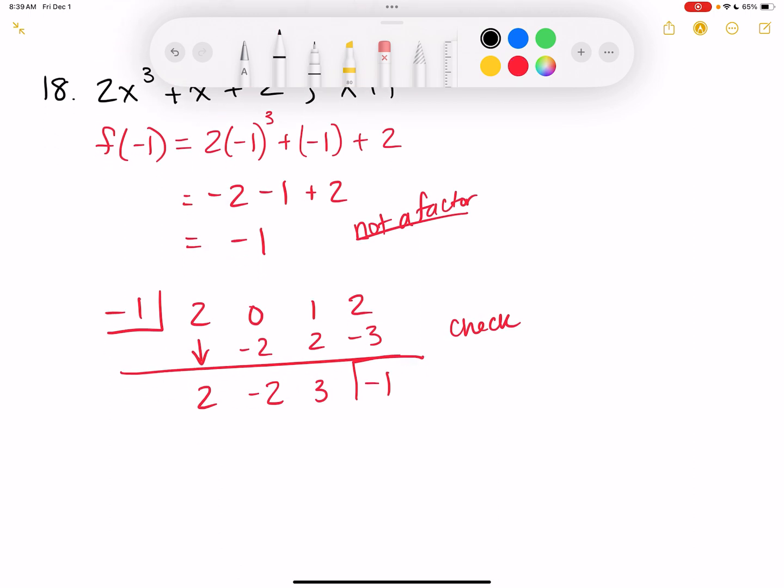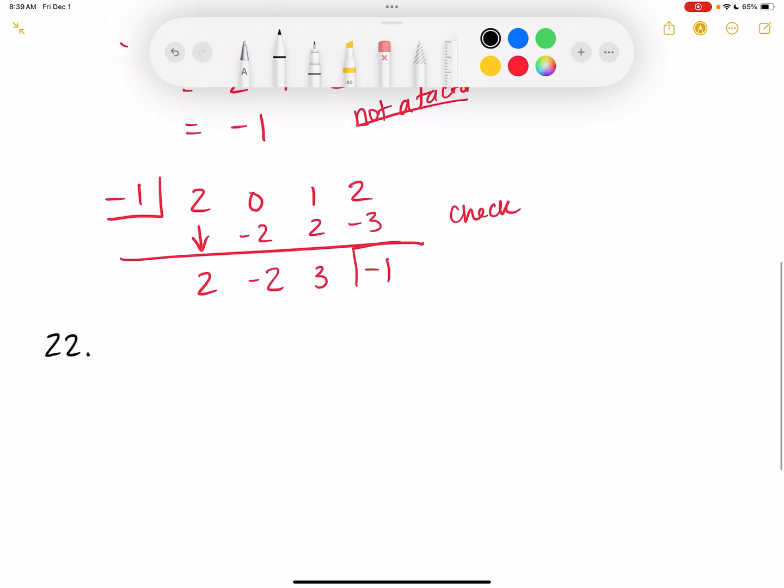So 22, f of x is equal to 2x cubed minus 3x squared minus 5x plus 6, and k is equal to 1.